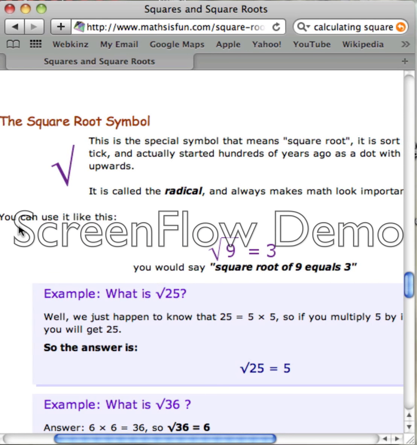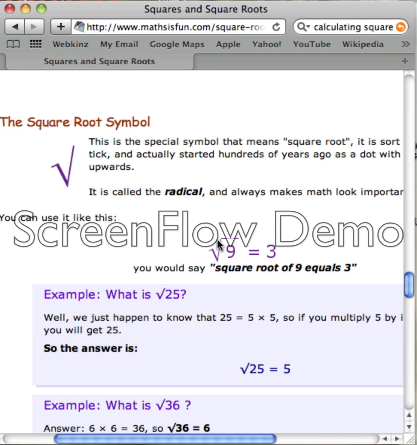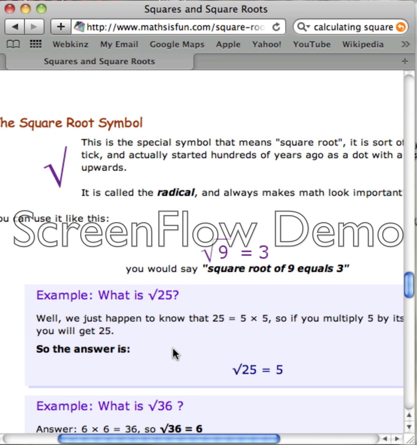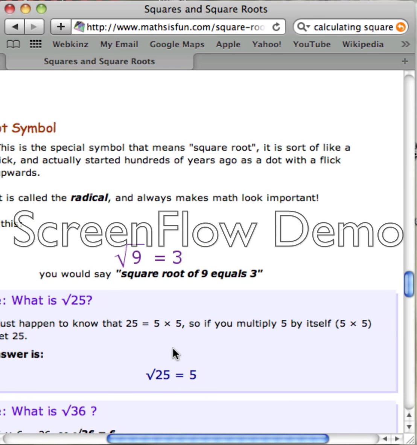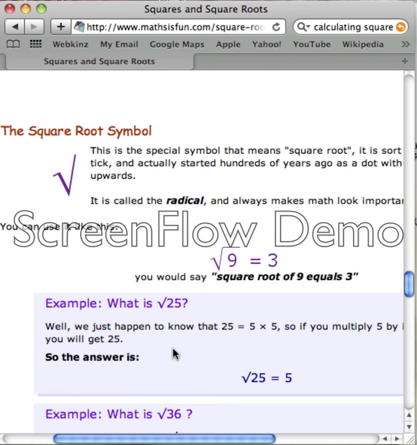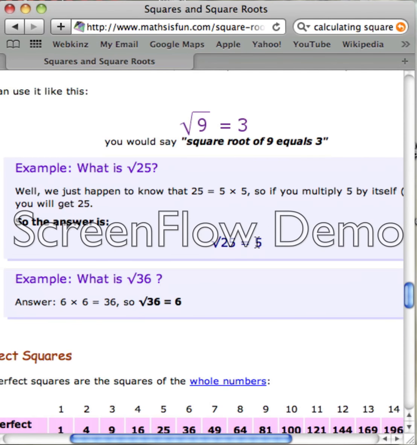You can use it like this. You would say square root of 9 equals 3. Example, what's the square root of 25? Well, we just happen to know that 25 equals 5 times 5. So if we multiply 5 by itself, we get 25. So the answer is square root of 25 equals 5.